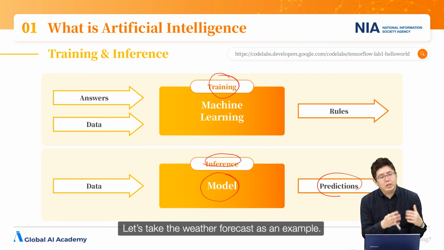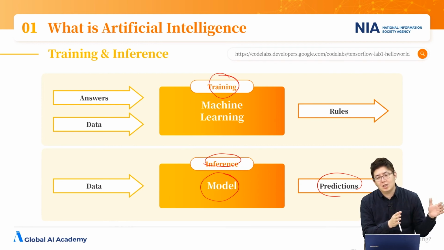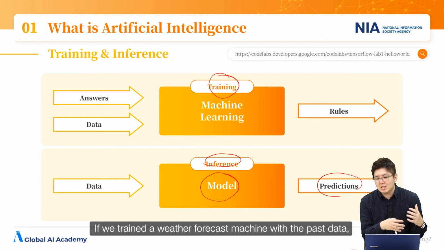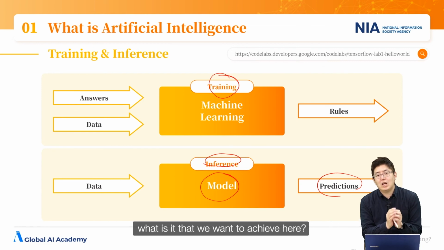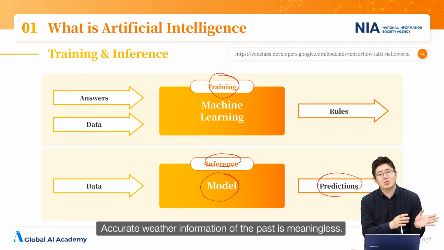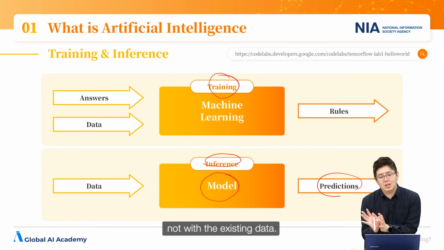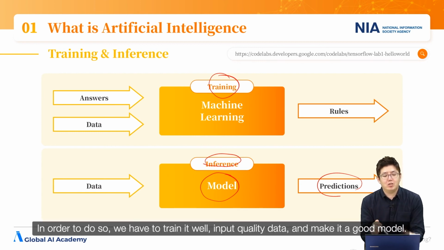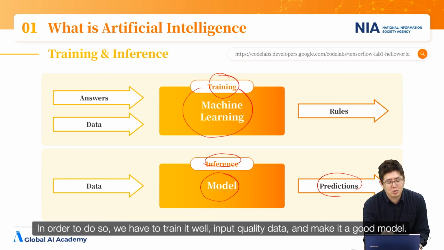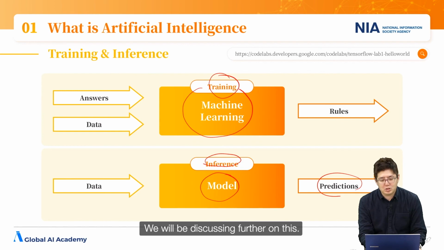Let's take the weather forecast as an example. If we trained a weather forecast machine with the past data, what is it that we want to achieve here? Accurate forecast of the weather. Accurate weather information of the past is meaningless. What is important is that we predict well with new data, not with the existing data. In order to do so, we have to train it well, input quality data, and make it a good model. We will be discussing further on this.